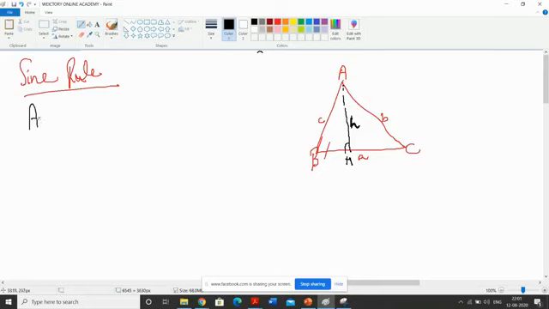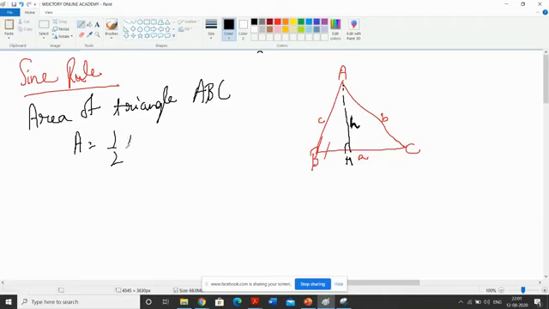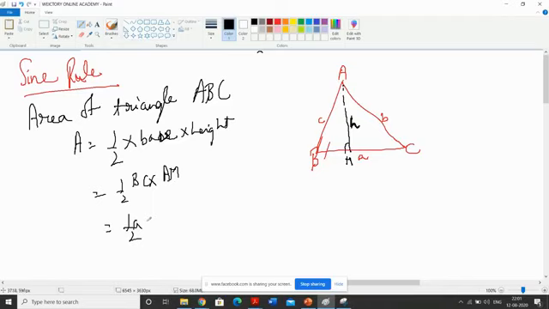So if you want to find out area of triangle ABC, the area formula is half multiply base multiply height. So half base is BC and height is this perpendicular we have drawn, that is AM. So that is half BC is a and AM is h. But h is something we have constructed, it's not in terms of the sides and the angles. So we need to find out the value of h.